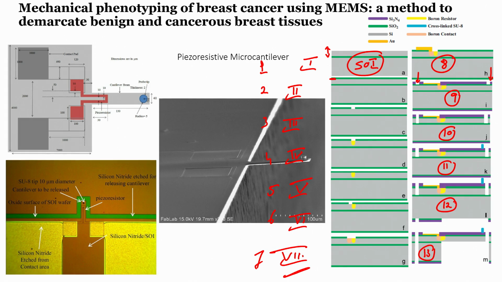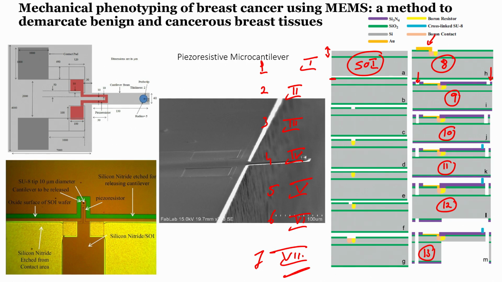Sixth step would be to create window. Seventh step would be to diffuse boron contact. Eighth step would be to deposit chrome gold and pattern it using lithography to form the piezoresistive contact pads. Ninth step would be to deposit or grow silicon nitride and then create windows. 10th step would be to etch silicon dioxide and silicon from the windows. And step number 11 would be you spin coat SU8 and create a tip.